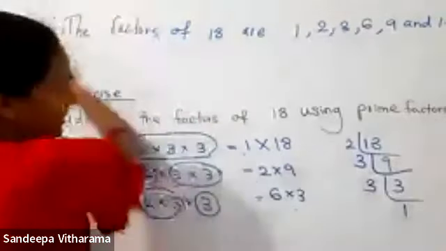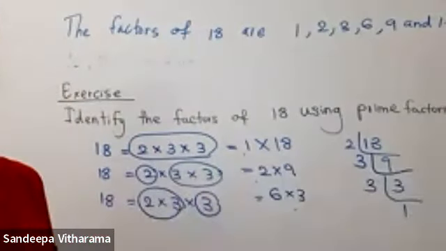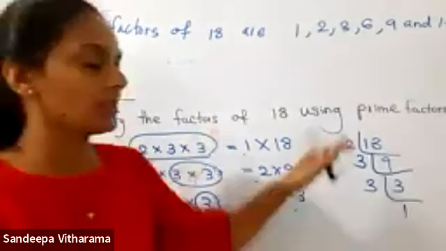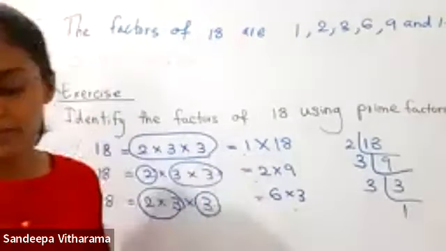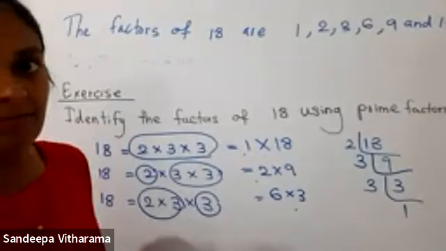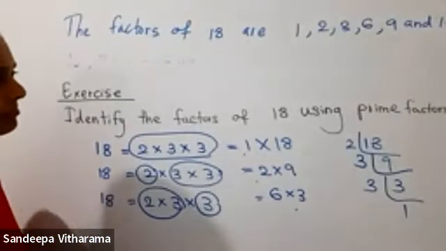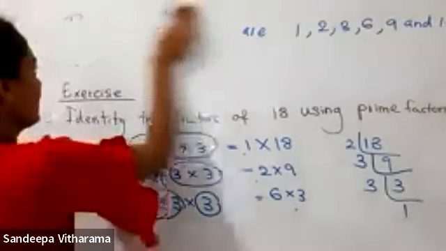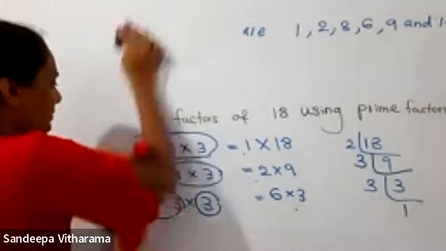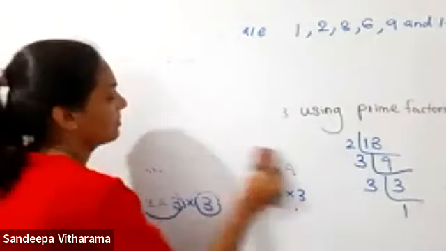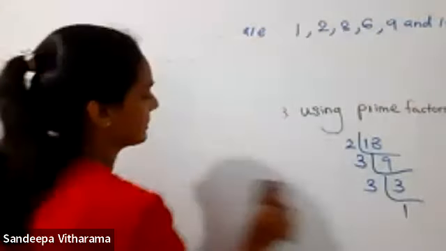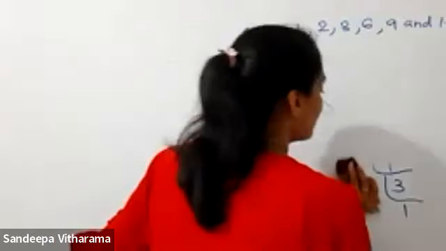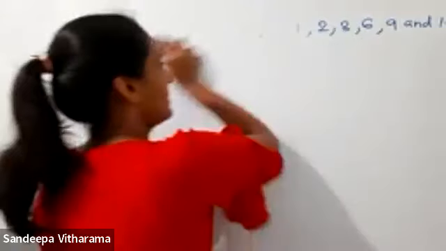Did you get it like that? Now did you understand how we obtain the factors of a number using prime factors? Yes, madam. Okay. Then I will give you homework. Please do this and send the answer. I will check whether you have got it correct.